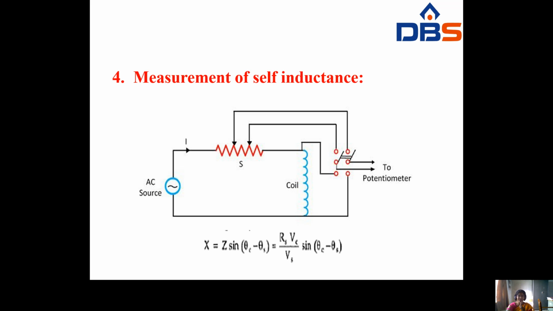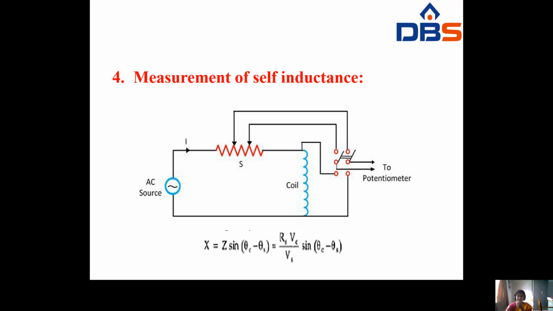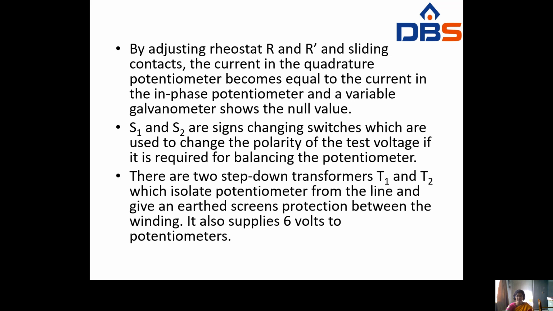Next one is measurement of self inductance. By using the AC potentiometer, we can also find out the self inductance. This is the arrangement for measurement of self inductance. Here you have to connect the resistor and a coil, with an AC source, and this is the potentiometer. Now see the working of measurement of self inductance.